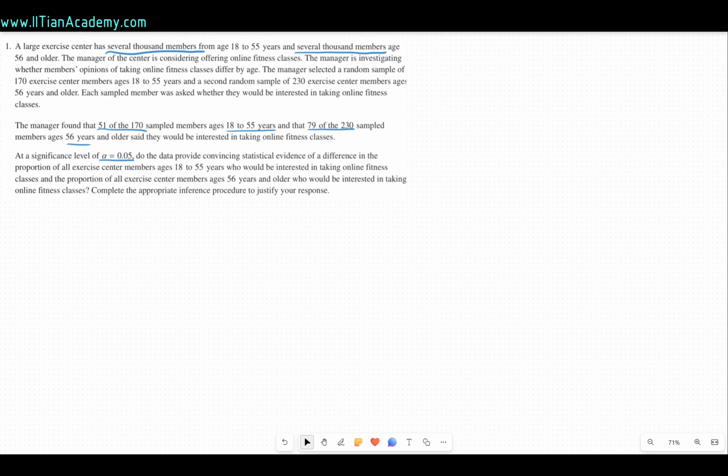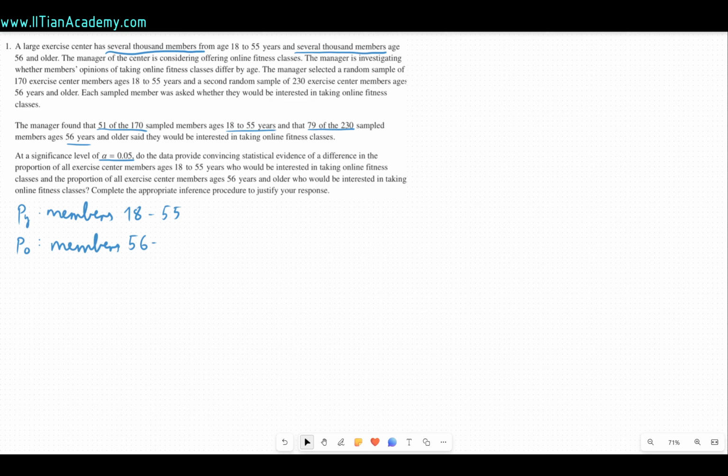Firstly, we can introduce two variables that we will work with. The first one will be P_Y, which is going to be the exercise members who are the young people, in between 18 and 55. And we will have a P_O for the older members, so those will be the members that are above 56 years of age.